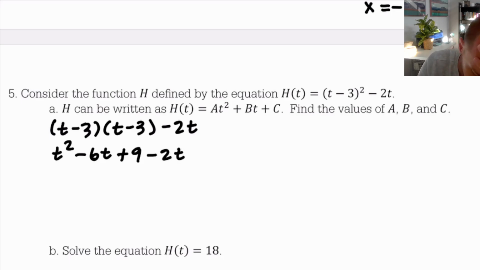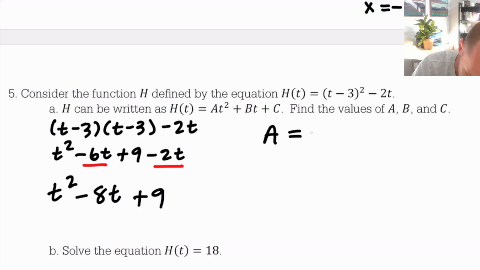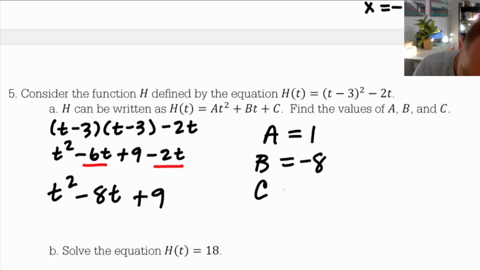Now I'm going to combine like terms. I see this negative 6t and that negative 2t, so I'll need to combine along those lines and say, all right, I've got t squared minus 8t plus 9. Okay, and so that's h of t, and the value of a would be 1, because it's 1t squared, b would be negative 8, negative 8t, and c is positive 9.